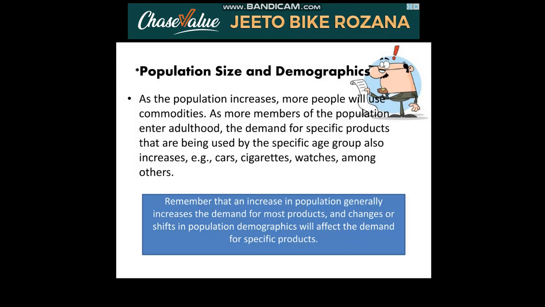Population size and demographics. As the population increases, more people will use commodities. As more members of the population enter adulthood, the demand for specific products that are being used by the specific age group also increases. Cars, cigarettes, watches, among others. It means that an increase in population generally increases the demand for most products, and changes or shifts in population demographics will affect the demand for specific products.